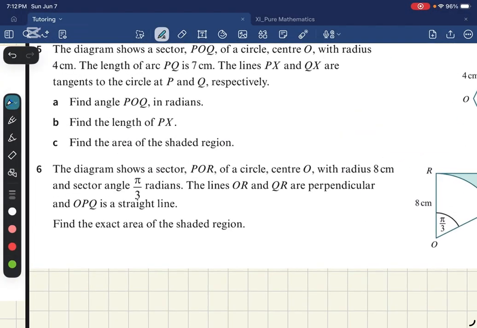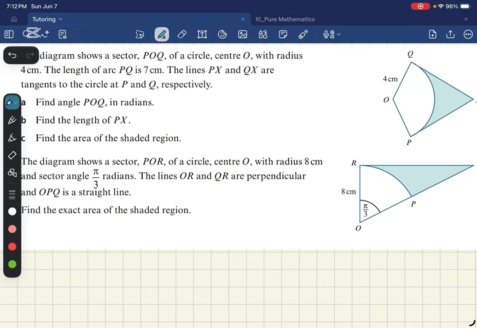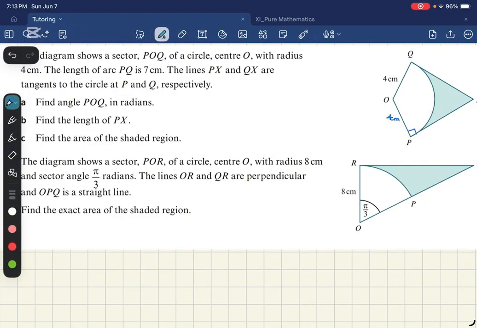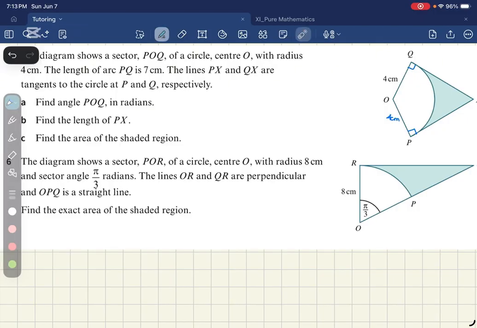Alright, so question 5 says that the diagram shows a sector POQ of a circle, center O, with radius 4 centimeters. So this is also going to be 4 centimeters, right? Because this is our sector. The lines PX and QX are tangents to the circle at P and Q respectively. So that means that this angle is 90 degrees and this angle is 90 degrees. Why? Because if this is a circle, if this is the tangent line and this is the radius, then the angle between them must be 90 degrees. And it's the same here. This is the radius, this is the tangent line. So the angle between them must be 90 degrees. So that's a result that you can remember. So find angle POQ in radians.